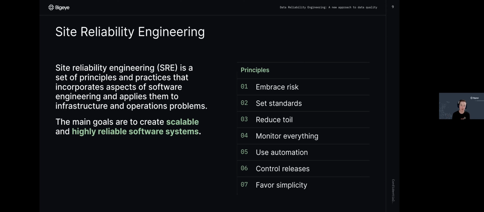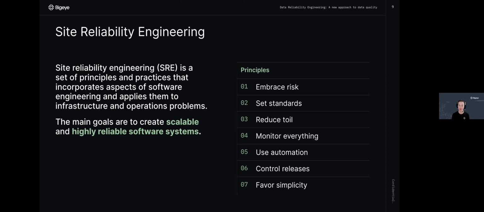First off, embrace risk. Things are going to break. Just know that they're going to break and know that you will have to deal with it when they do. Second one is setting standards. Have a very clear process for how things get done, and make sure that everyone conforms to those standards. Number 3 is reducing toil. If you have a lot of software systems that you have to manage and keep reliable, you can't be wasting your time and effort on every single one of them. Therefore, you want to minimize the amount of work you have to do to monitor these things and fix these things.